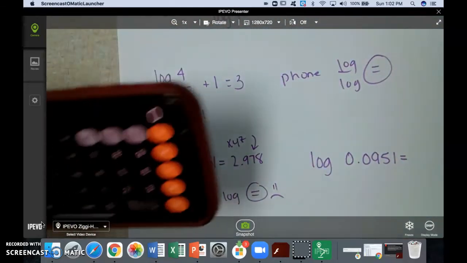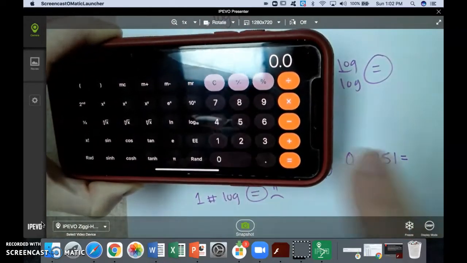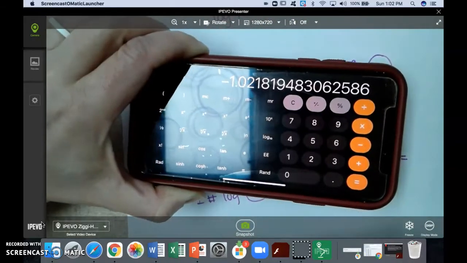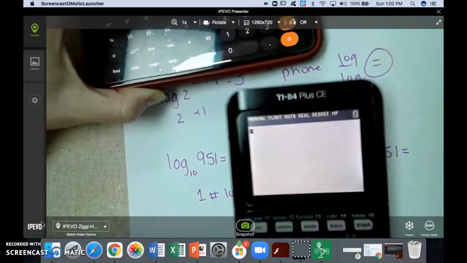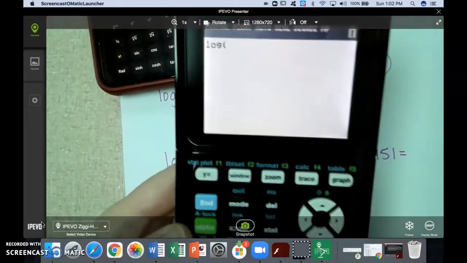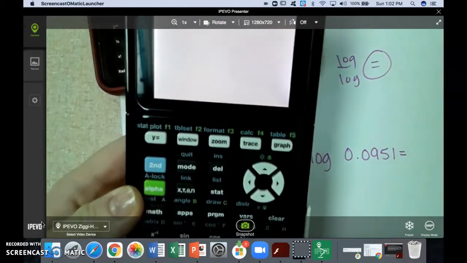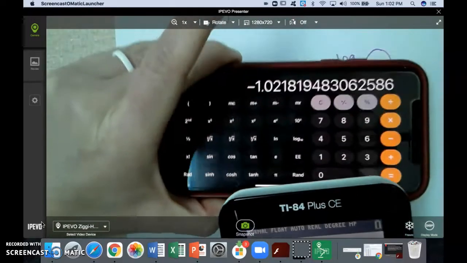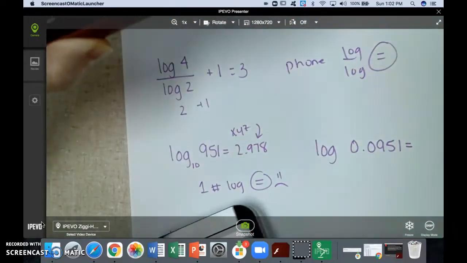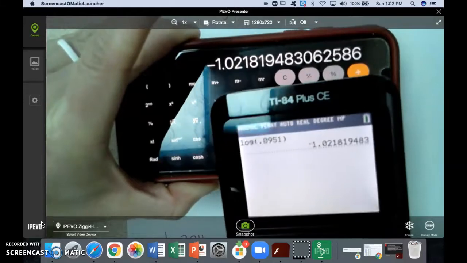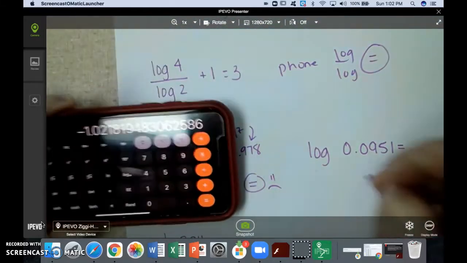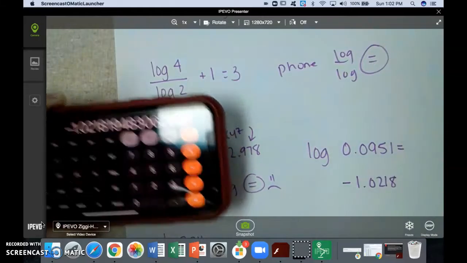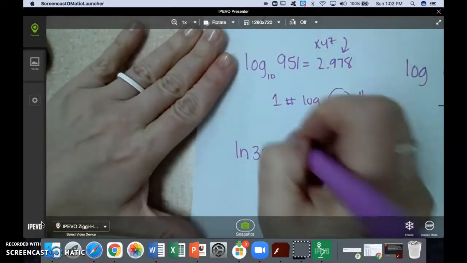Okay, so that's kind of important to note. So let's try this one. I'm going to go 0.0951 log. Okay, so that's what I get on my phone. And then here, I trust my calculator a little bit more, 0.0951, and then I press enter. Okay, so they do match. So remember, if it's just one number on your phone, don't press the equal sign. Okay, so they match. So that's negative 1.0218.